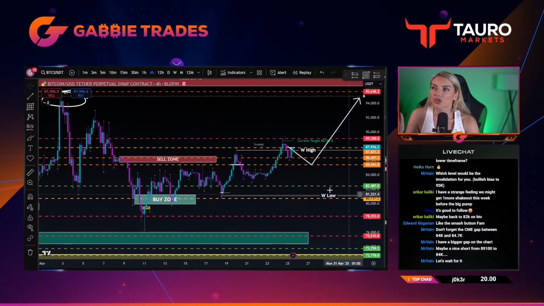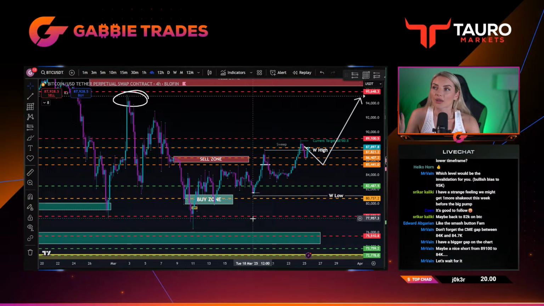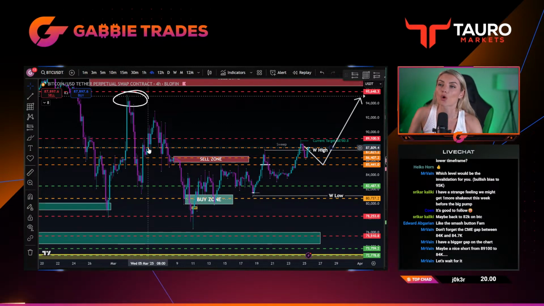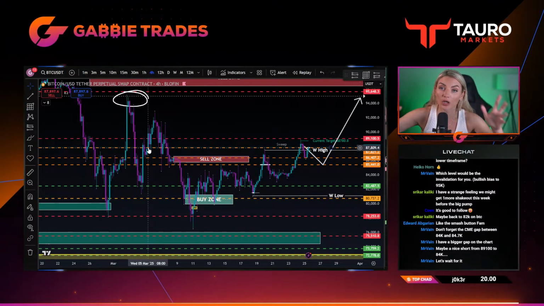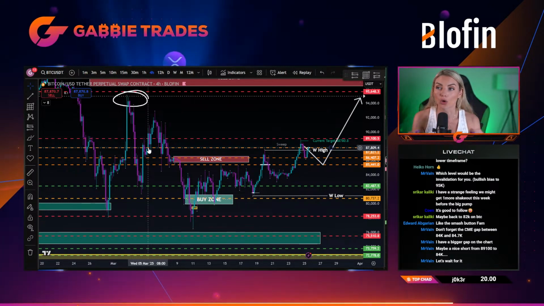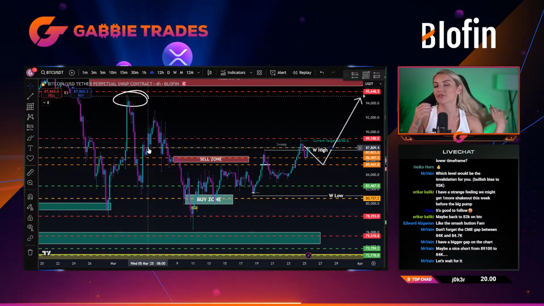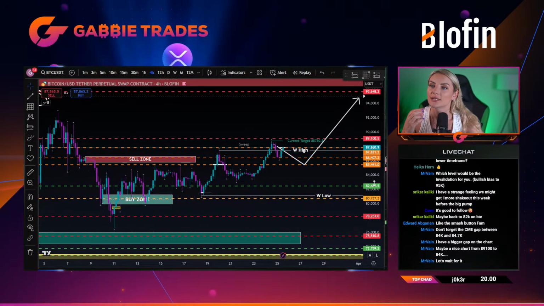The overall picture is bearish right now on the mid. So on a higher time frame, we're bullish. On the mid, we're bearish. And on a smaller time frame, we're bullish. Do you see how this works? It can be confusing, but this is how we do it.